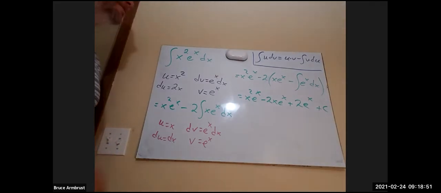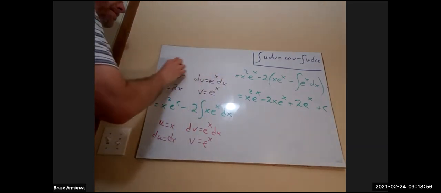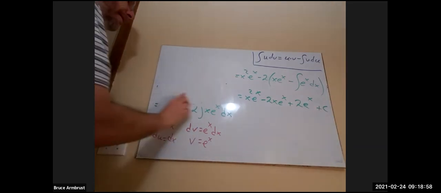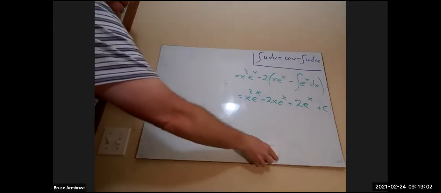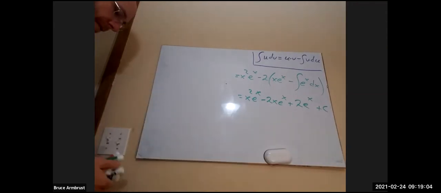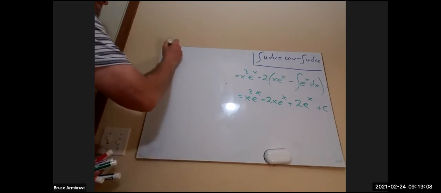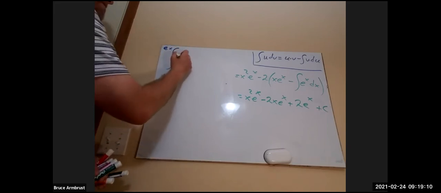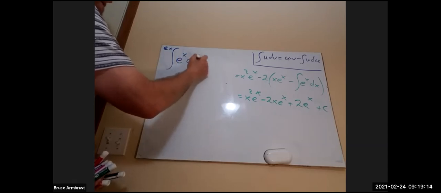Well, let me show you another one that's also pretty easy, at least it's easy looking. How about this guy? Let's look at the integral of e to the x cosine of x.